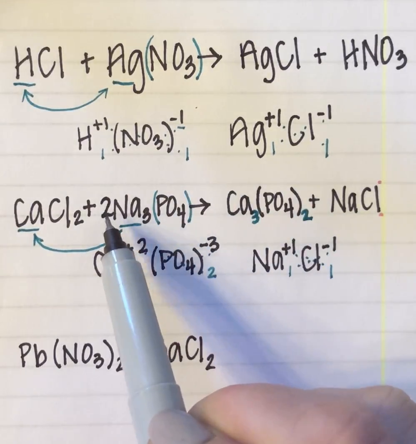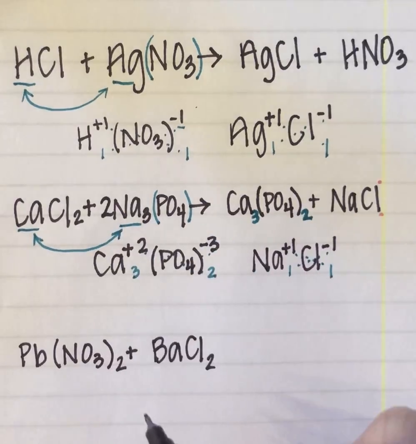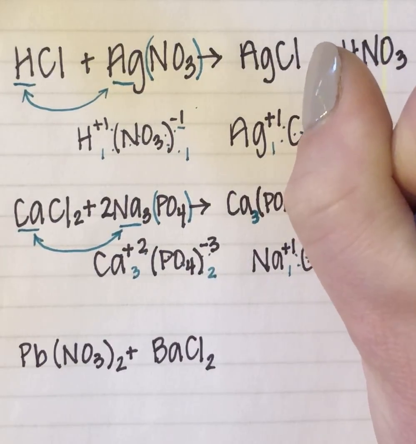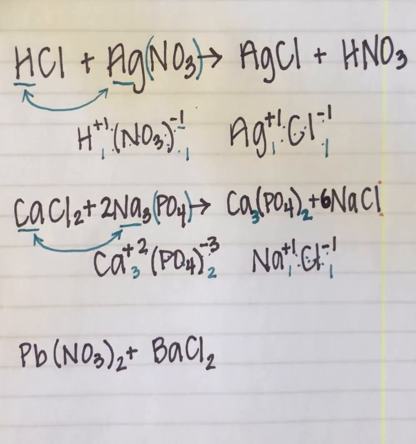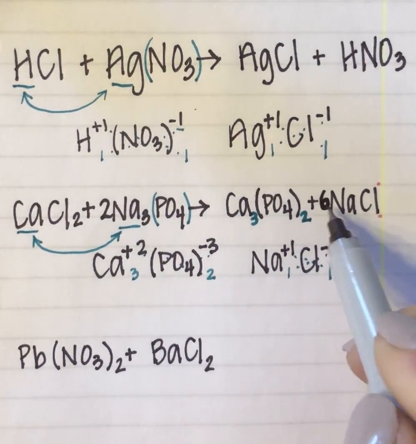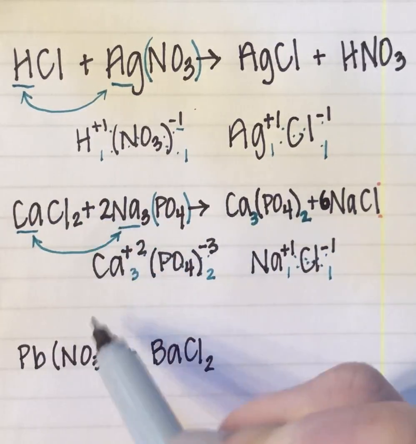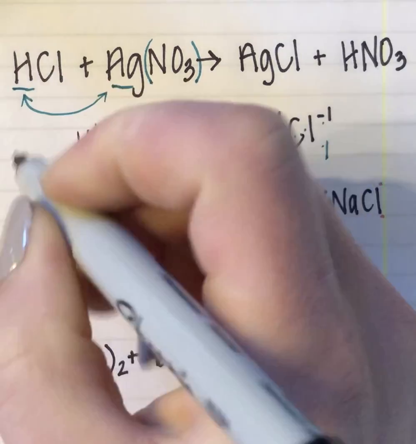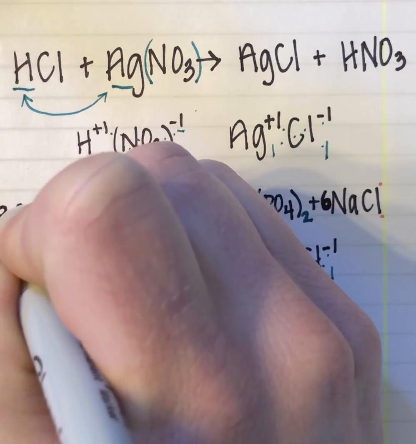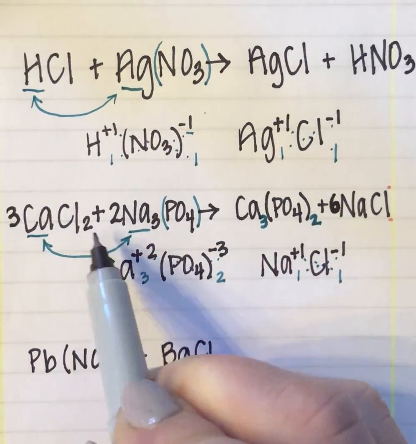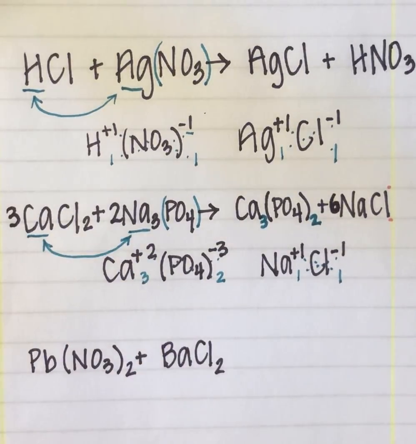Another thing that we might want to look at now we have 2 times 3, 6 sodium on the reactant side. That means we need 6 sodium on the product side. In order to do that, I'm going to put a 6 out front of my sodium chloride. Now I've got 6 chlorine on the product side. If I look back at the reactant side, I only have 2. So I know I need to put a 3 times 2 out front so that I can have 6 chlorine on the reactant side.